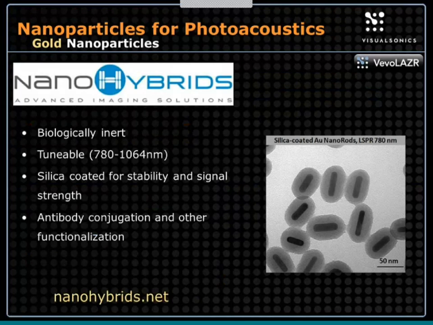Another application I want to point out is that there are other manufacturers of particles for photoacoustic imaging, and one such company is Nanohybrids. They make gold particles for photoacoustic imaging, and others as well. They are also tunable, so we can make them absorb at different wavelengths, make them different colors, if you will. They're also silica coated, so they're much more stable than other particles of that kind, which are not coated. And of course, similarly to the ones from Optimios, these can be conjugated and functionalized, so this kind of molecular imaging can be done with these as well. You can visit them at nanohybrids.net.